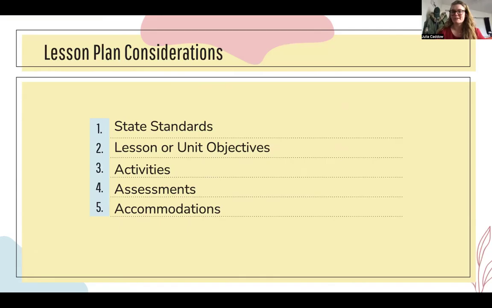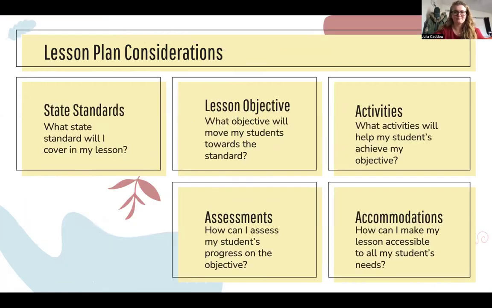Next, we're going to come up with those activities. This is what we love to do as teachers. We love to come up with fun ways in order to be able to ensure that our students are meeting the objectives. Fourth, we're going to come up with an assessment. How do we measure whether or not our students have reached that objective? And finally, we're going to talk about accommodations. How can I ensure that all of my students, regardless of disabilities or special needs, are going to be able to access my lesson for the day? So let's go ahead and dive a little bit further into each one of those examples.